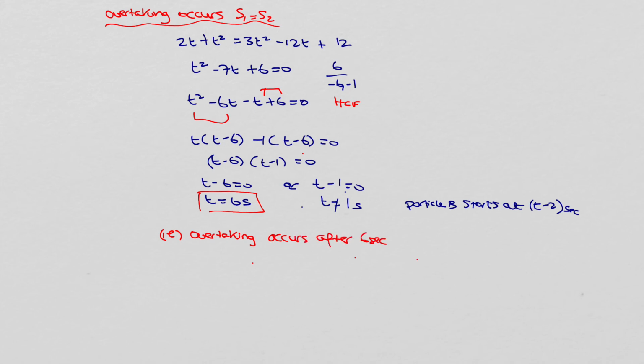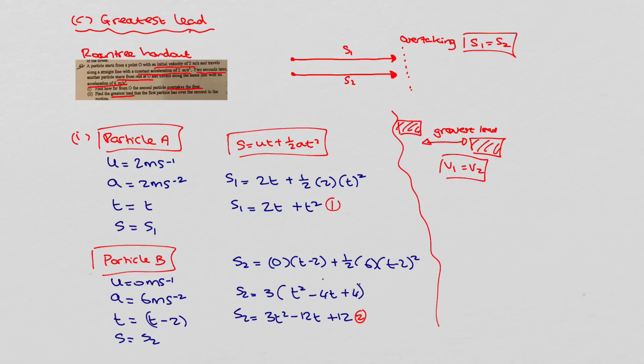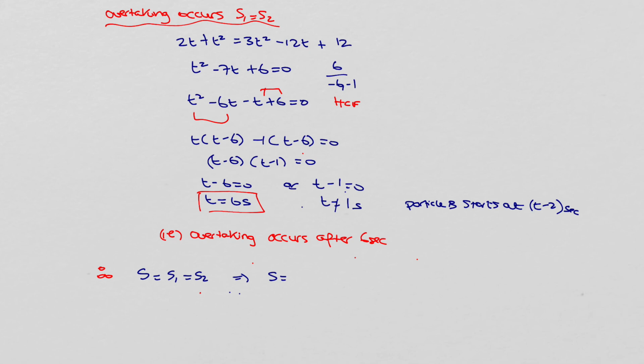But it says how far from O. So therefore the distance, well, we can sub back into S1 or S2. It doesn't make a difference. S is equal to S1, which is equal to S2. So I'm going to sub into S1, where we said S1 was 2t plus t squared. So 2 times 6 plus 6 squared gives us 12 plus 36, which is 48 meters. So overtaking occurs 48 meters from the start, from O.